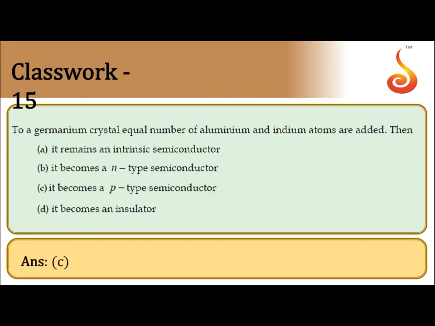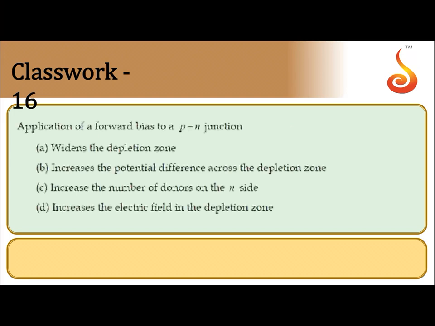So it should be option C. Moving on to next one. Application of forward bias to PN junction widens the depletion zone, increases potential difference across the depletion zone, increases the number of donors on N side, increases electric field in the depletion zone.